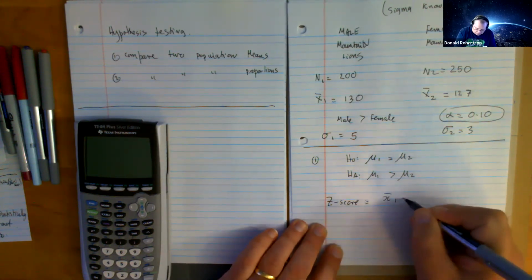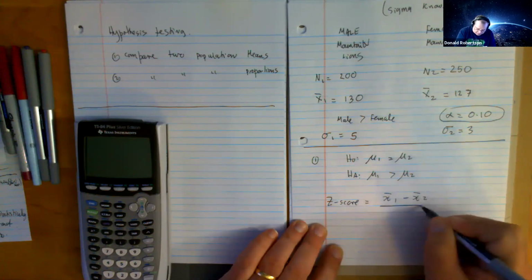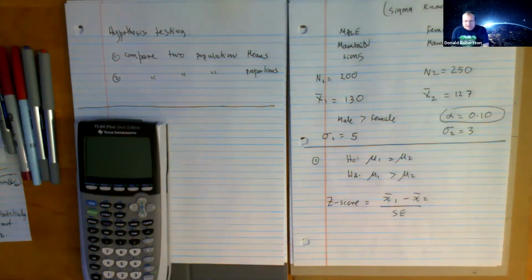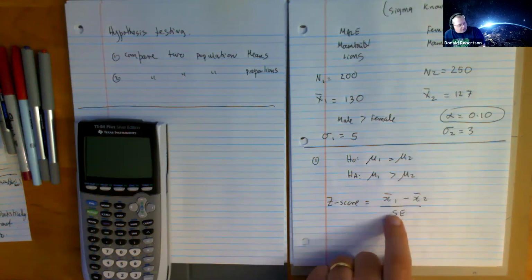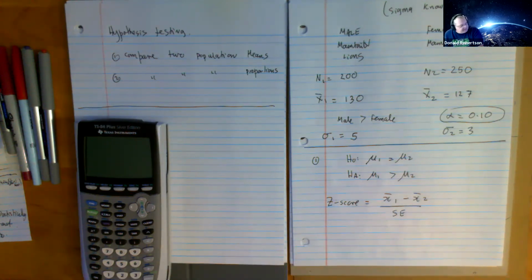Well, it's X1 bar take away X2 bar over standard error. Does that look familiar? Didn't we do a guy today with proportions? And wasn't this P1 hat take away P2 hat over standard error? And wasn't the standard error some ridiculously ugly function? And that's why we tend to do it by calculator.